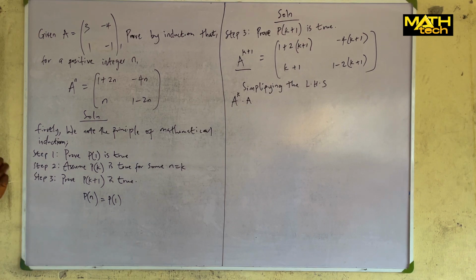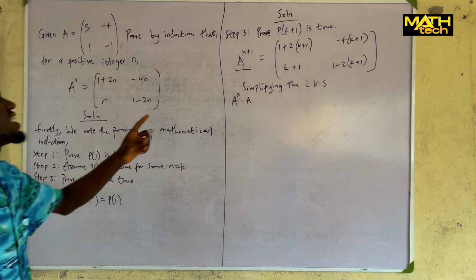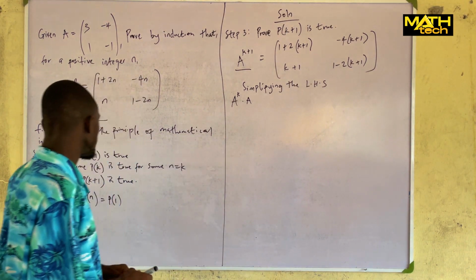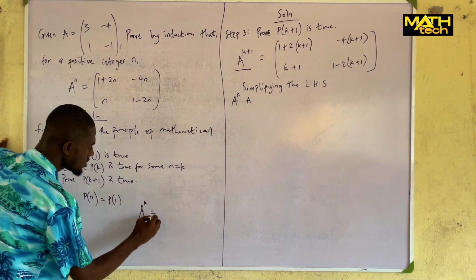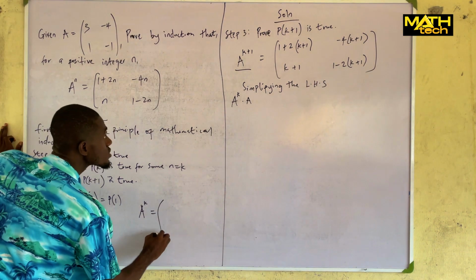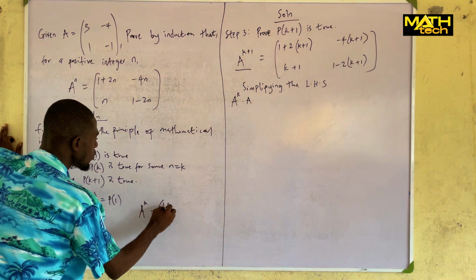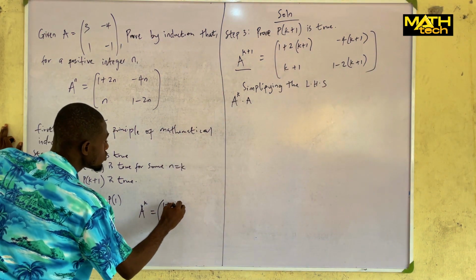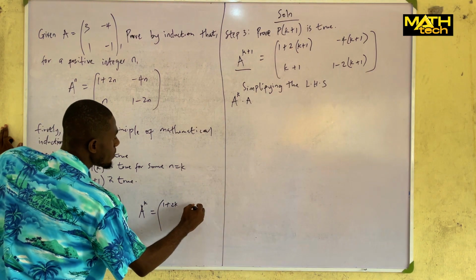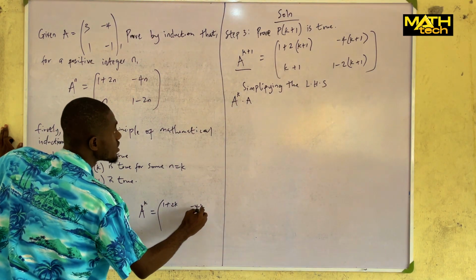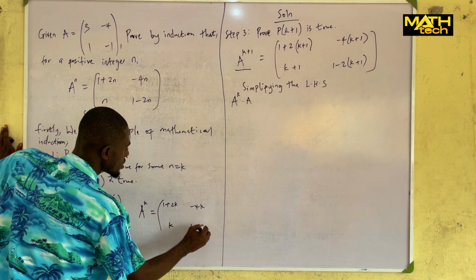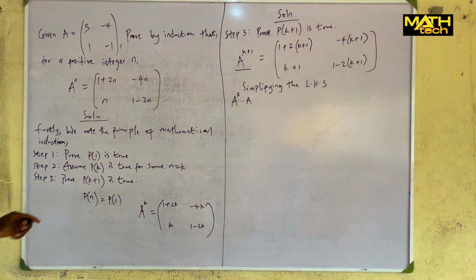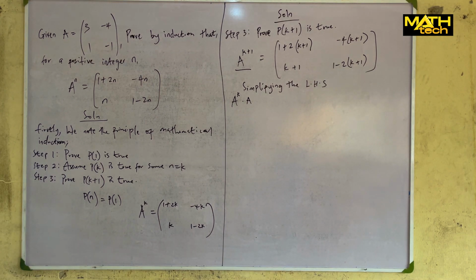step 2. Remember in step 2 we made an assumption that a raised to power k is equal to the matrix 1 plus 2k, minus 4k, k, and 1 minus 2k. So we made this assumption in our step 2. That was the assumption we made in our step 2.